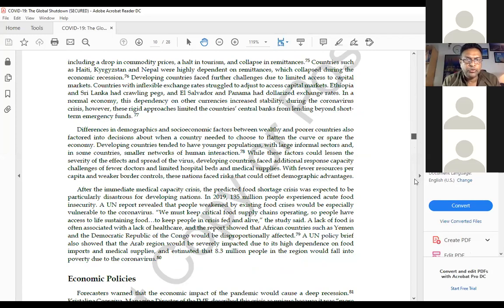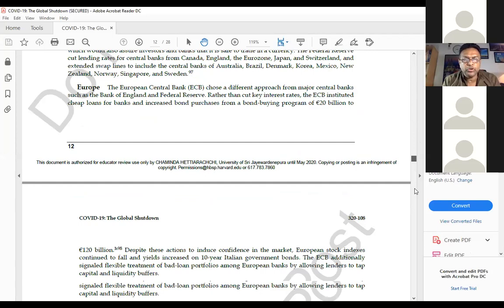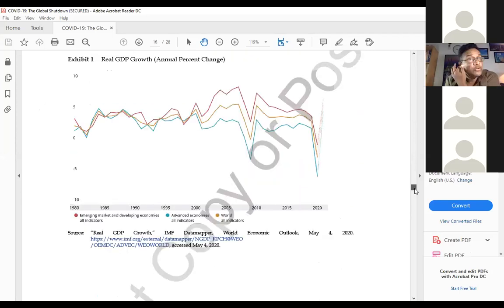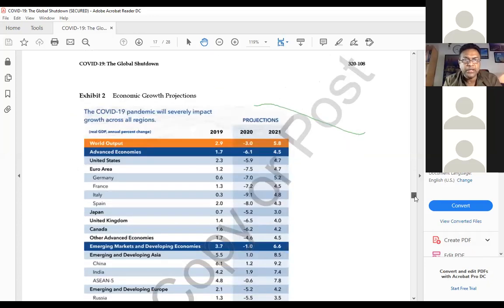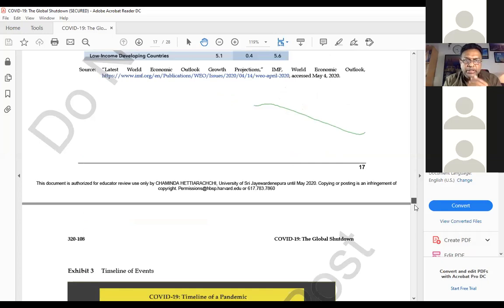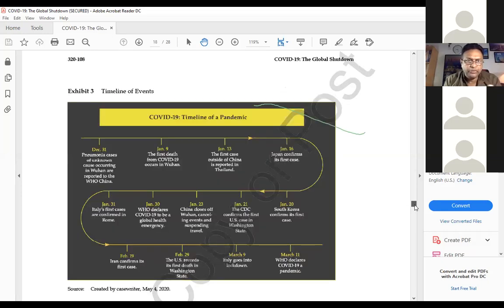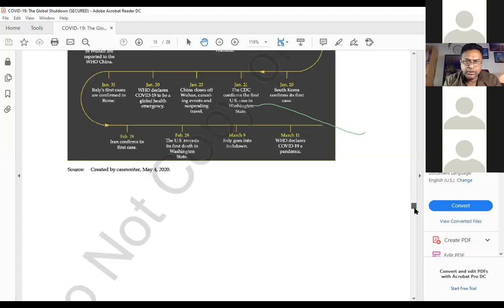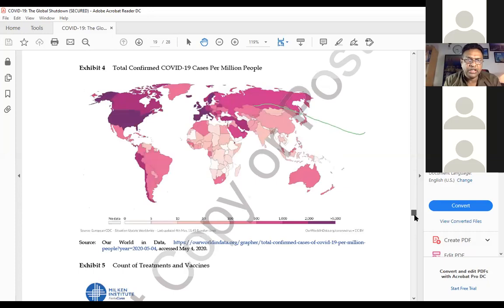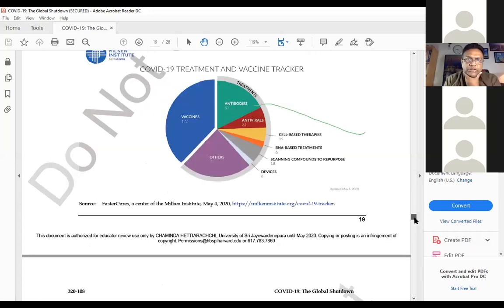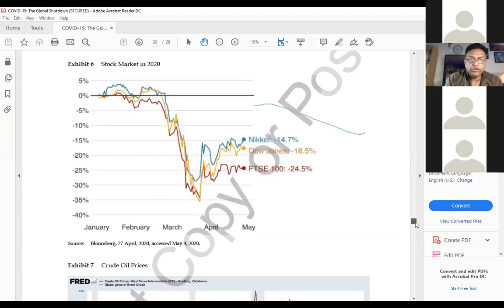But now if you go to the exhibits, the exhibits talk about implications in terms of global GDP, how it has gone down, as you can see from exhibit 1. Exhibit 2 talks about implications for the future growth in different countries or different regions. And exhibit 3 is about the timeline from January to now. This is till March here. And these things we discussed from different graphs from the World Health Organization. And this is about the race for vaccination, how different companies and countries are progressing towards a vaccine. Exhibit 6 talks about the implication on stock markets or stock exchanges in the world.